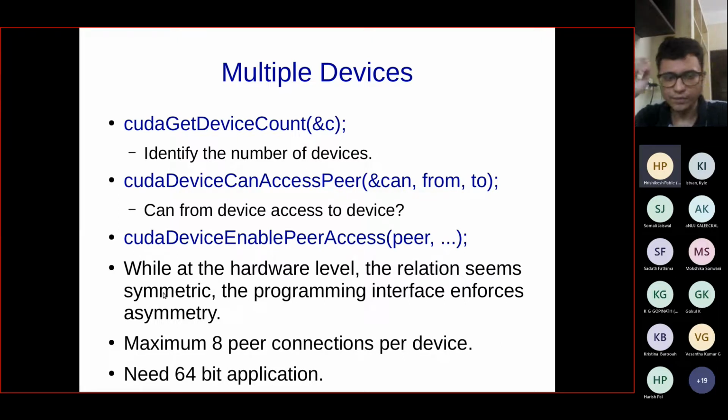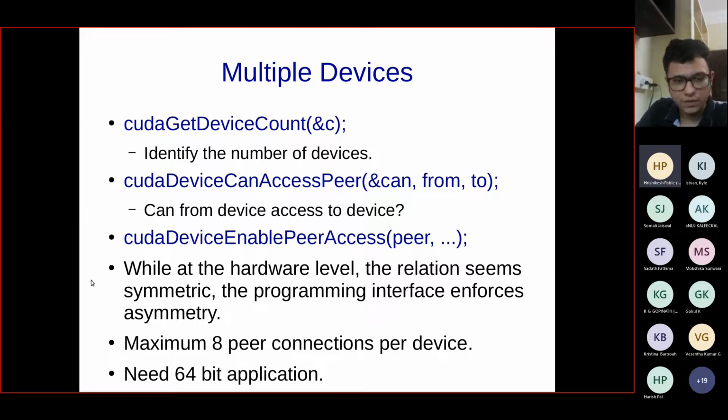One point that you should note here is that at the hardware level, this relation, that is from and to, is symmetric. So if you can access device 2 from device 1, then it also means that you can access device 1 from device 2. That is clear from the hardware level, but from the programming level, there is asymmetry. Here we are assuming that from-to is different from to-from. So if you want to check if you can access device 1 from device 2, you should place 2 here and 1 here and check the value of can. But since at the hardware level there is symmetry, you can assume that it will also be true vice versa. So I hope that point is clear: at the hardware level there is symmetry, but at the software level there is asymmetry enforced by these APIs.